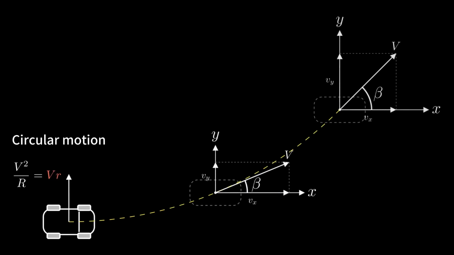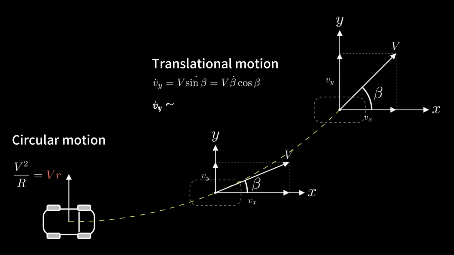The lateral velocity derivative v dot equals v times the derivative of sine beta. Using the chain rule, this becomes v times beta dot times cosine beta. Since the side slip angle is usually small, cosine beta is approximately equal to 1. Therefore, v dot is approximately v times beta dot. Finally, by combining the circular and the translational components, the total lateral acceleration AY equals v times r plus beta dot. In this way, we have established the relationship between lateral acceleration and the side slip angle.